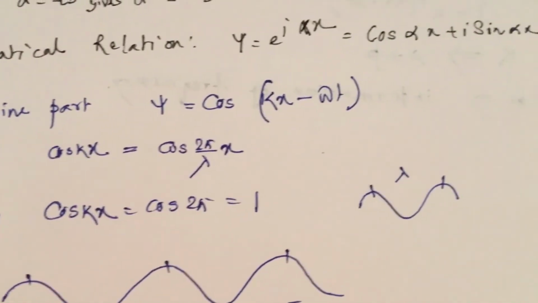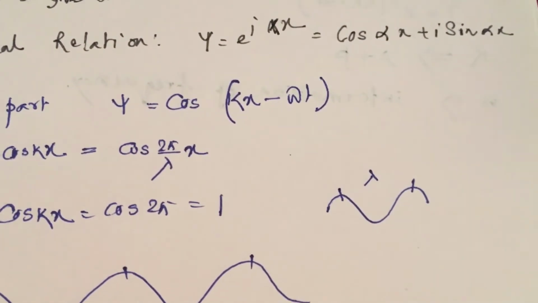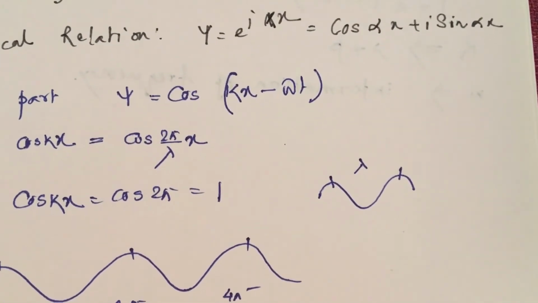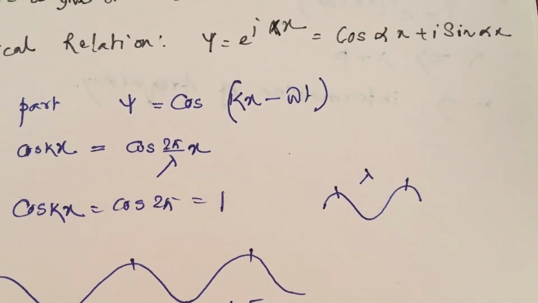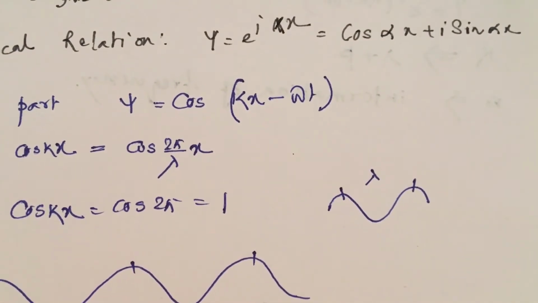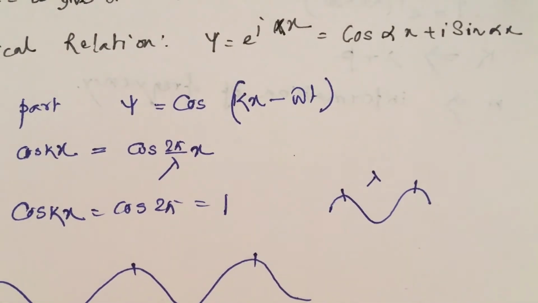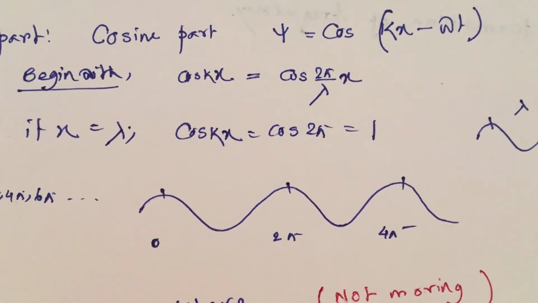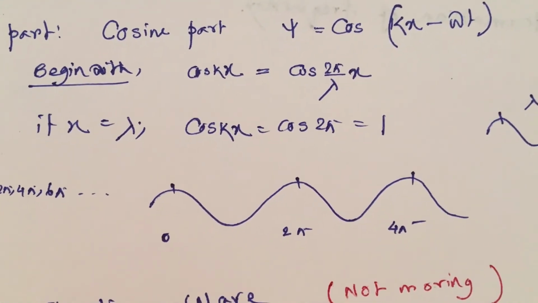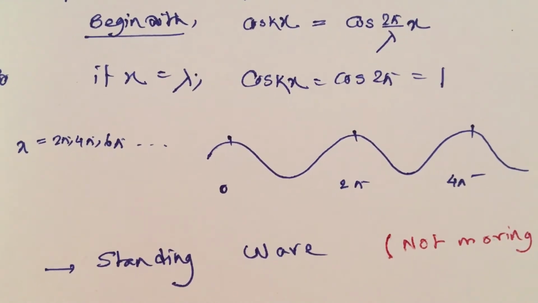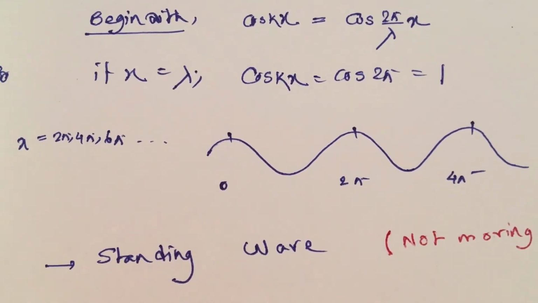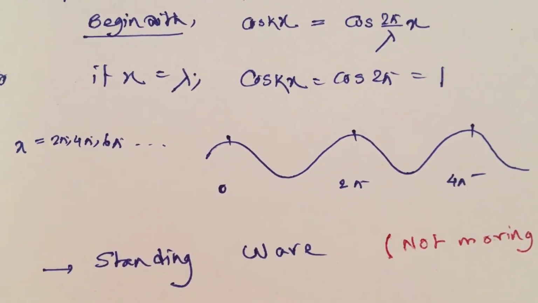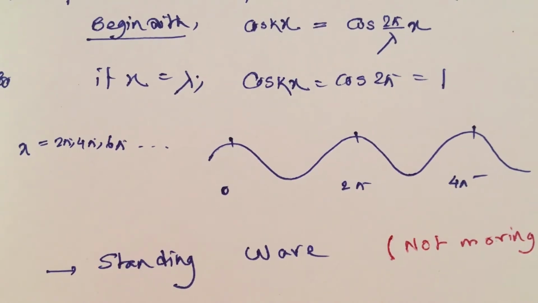Now, there is a basic mathematical relation which says, if I write psi equal to e to the power i alpha x, then I can expand it as cos alpha x plus i sin alpha x, where cos alpha x is the real part of the wave function and i sin alpha x is the imaginary part. First, let's take the real part, that is the cosine part, and begin with the space part only, that is cos kx. k is equal to 2 pi by lambda, so cos kx equals cos of 2 pi by lambda into x.